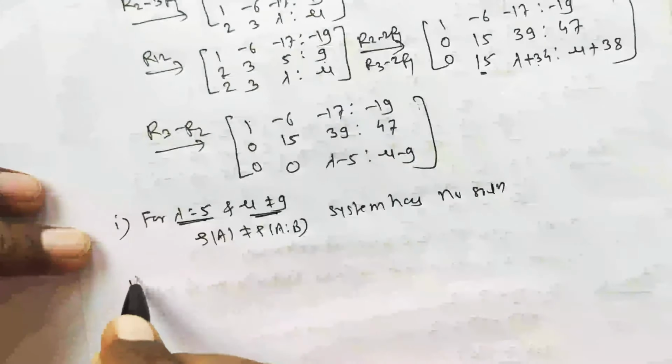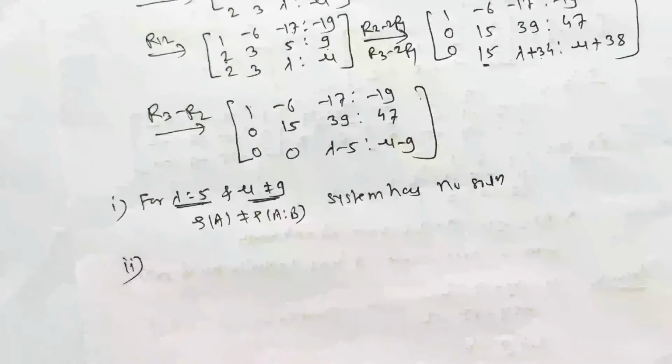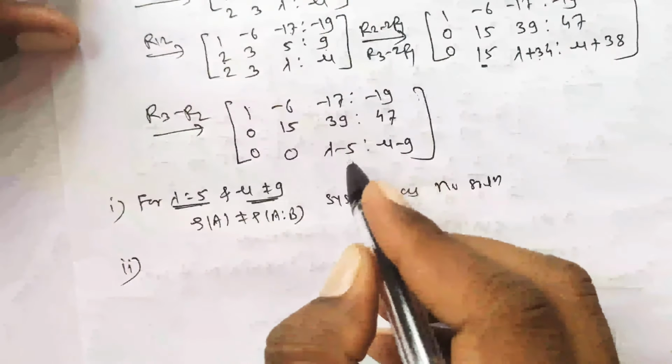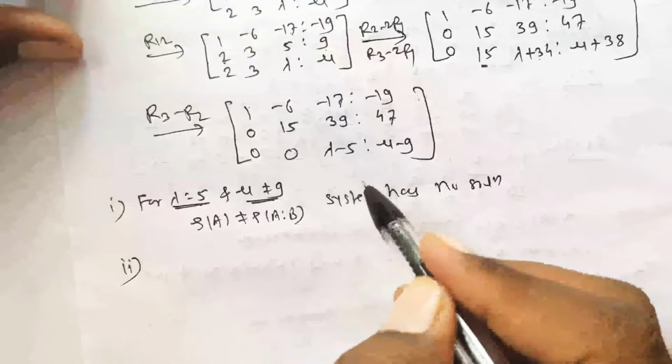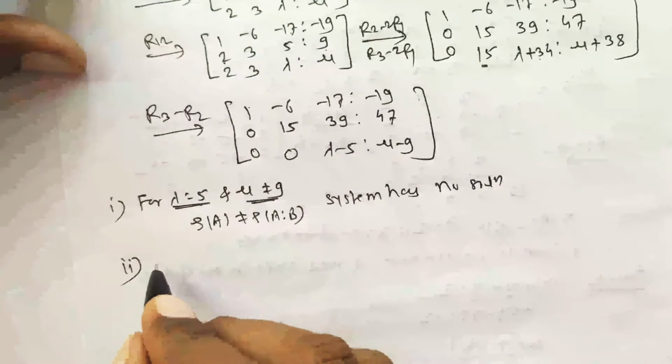Then second one is when the system has a unique solution. So for a unique solution, we want rank of A equal to rank of AB equal to the number of unknowns. Here the number of unknowns given is x, y, z, that is 3 unknowns. So we want rank of A and rank of AB both to be 3 here. So for which values of lambda and mu will we get rank of A and rank of AB equal to 3?